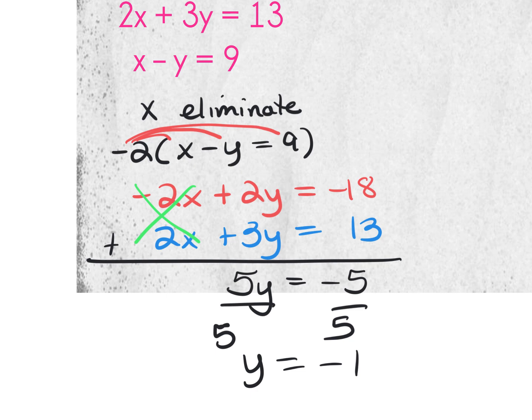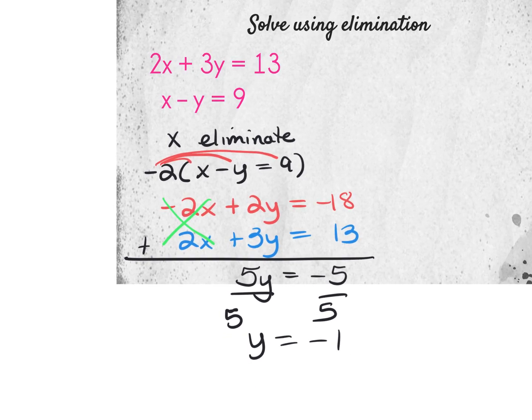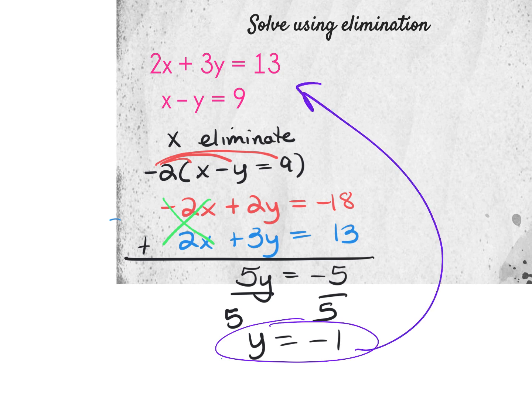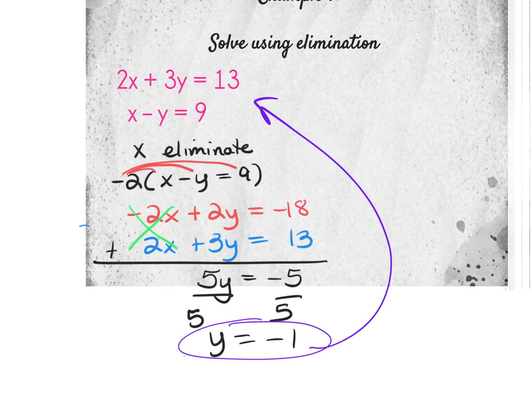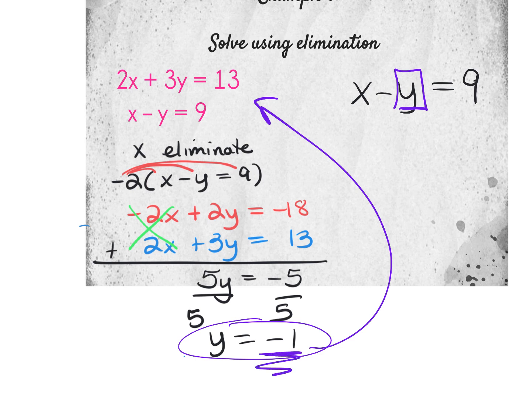I now take my newly found value of y, and I'm going to substitute it back into one of the originals. It doesn't matter which one you plug it into. I always look for the equation where I think it's going to involve the least amount of work. I'm going to go ahead and plug it into the second one. My second equation was x minus y equals 9. What I'm doing is taking out just the letter y and replacing it with what y equals.